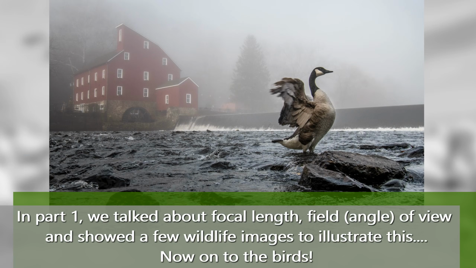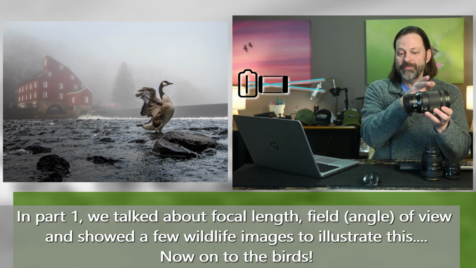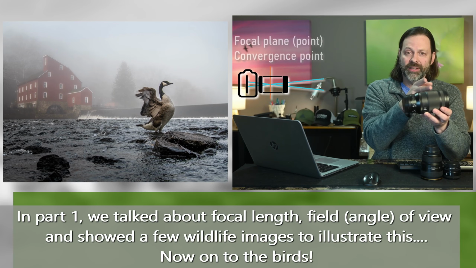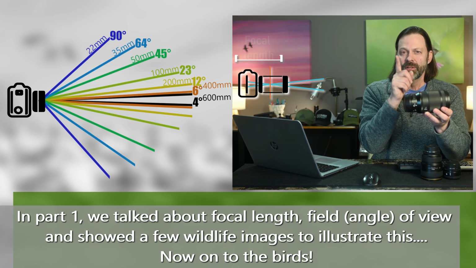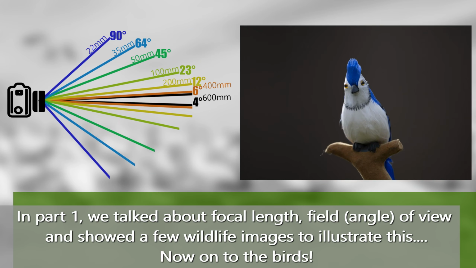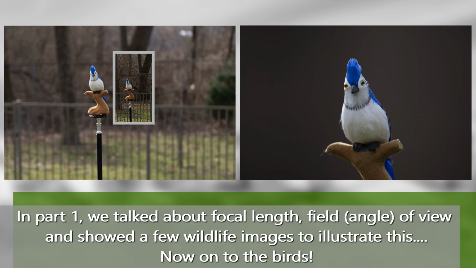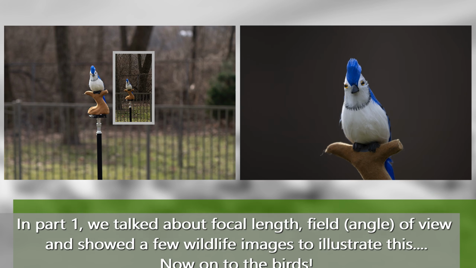Now in today's video, we're going to talk about wide angle photography for wildlife and birds. This is part 2. In part 1 of this series, we talked about things like focal length and field of view or angle of view, and showed you a lot of wildlife images. Today's video, we're going to talk a little bit more about specifically birds. I think you're really going to enjoy this video, so stay tuned.